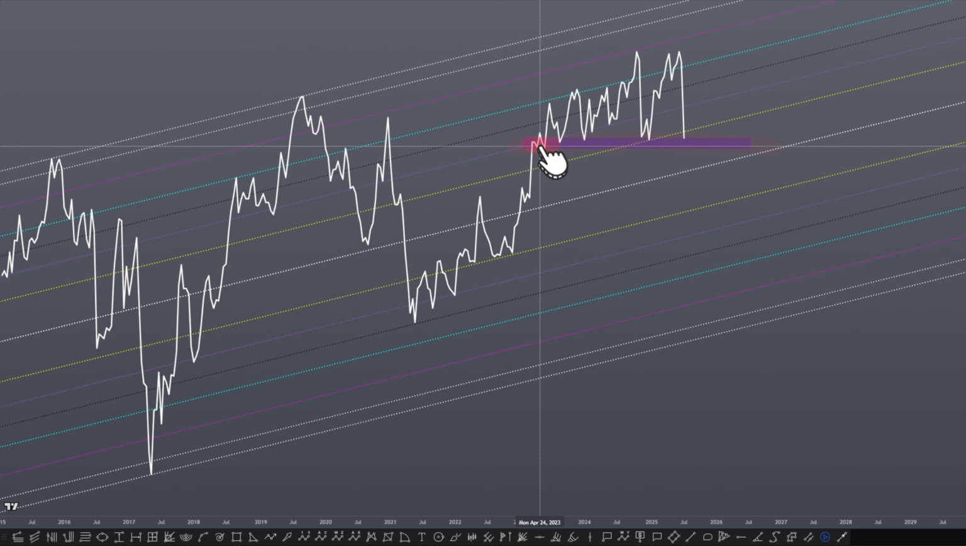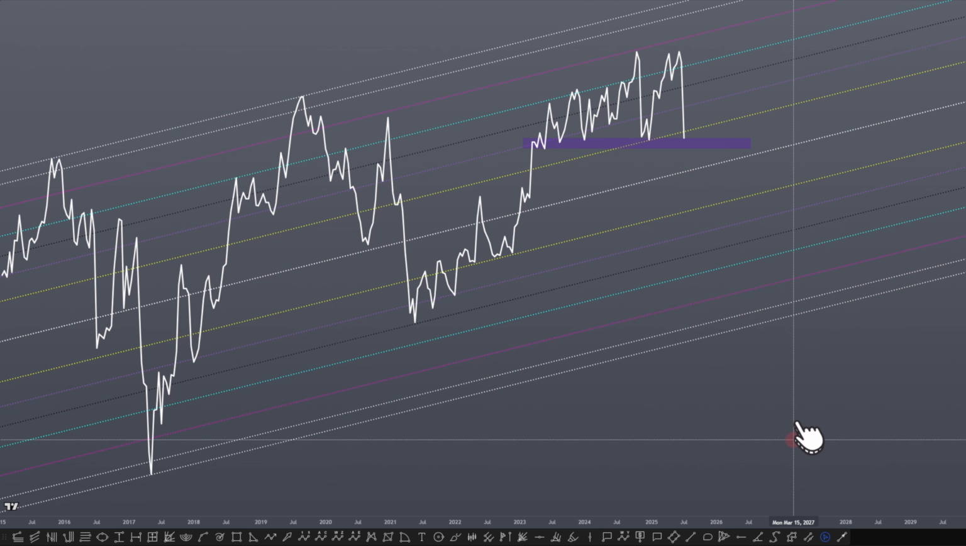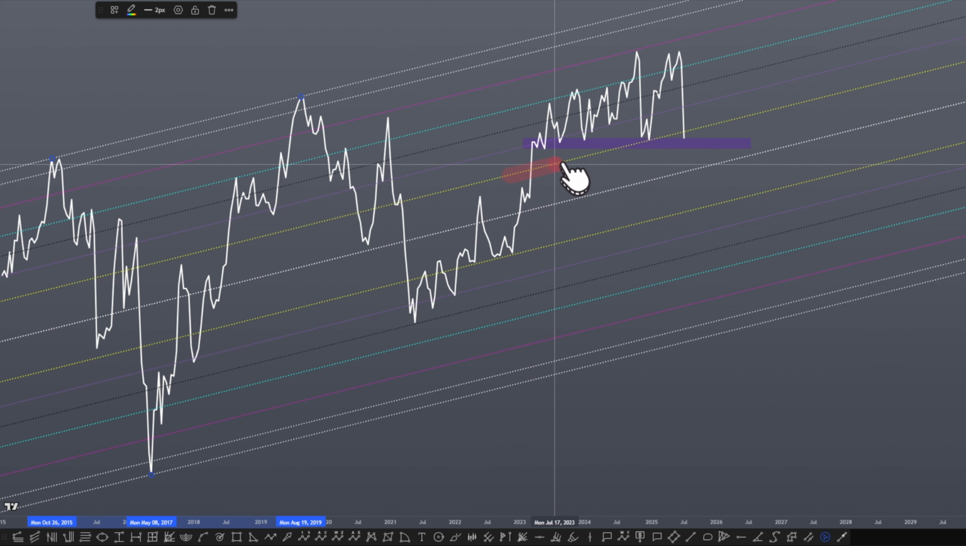This has acted as support since April 2023, which would go really all the way back to the beginning of this uptrend here, leading into the descending resistance zone. And we also see that, let's see, this is the 236 here on the inside pitchfork. You can see that this was acting as support leading into the finality here of this exaggerated bearish divergence, and the RSI has gone below it.